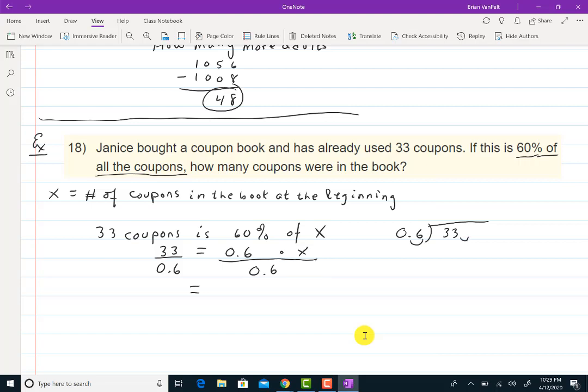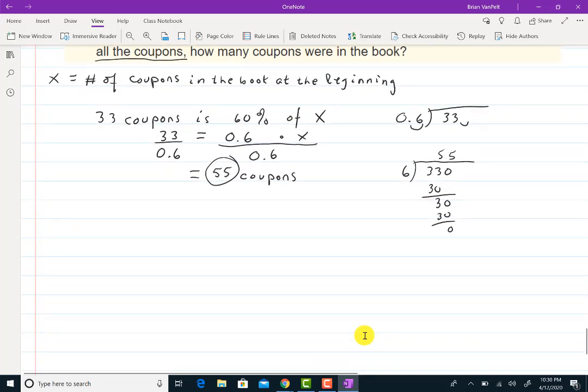We move that decimal over 1. So we're actually going to do 6 into 330. 6 goes into 33 5 times. 6 goes into 30, 5 times again. 0 remainder means that our answer is 55, and I'll throw coupons. But I don't think we needed that. They ask you how many coupons were in the book. So if I say 55, they will understand that answer because they're the ones that mentioned the word coupons. So you don't have to attach coupons to the answer if you don't want to for this case. My next one, I want to grab number 26 out of the textbook.